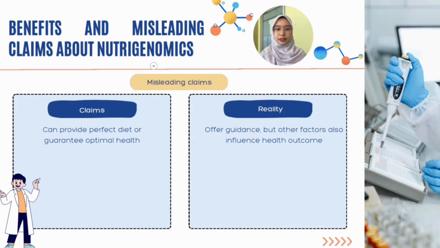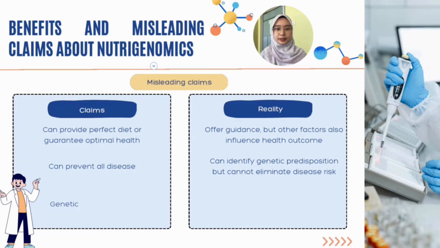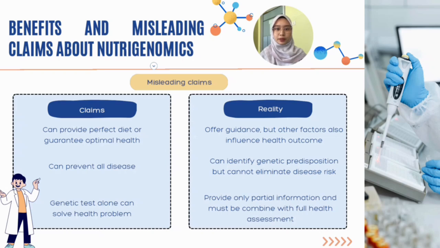Second, it's misleading to say nutrigenomics can prevent all disease. It helps identify genetic predisposition and optimize diet, but cannot eliminate disease risk entirely. Lastly, the idea that genetic tests alone can solve health problems is inaccurate. These tests provide partial information and must be combined with a full health assessment for effective results.